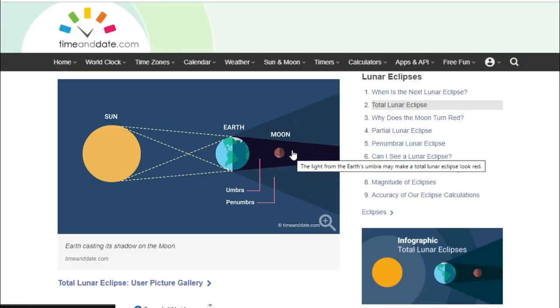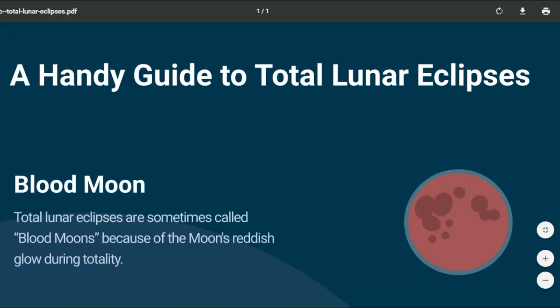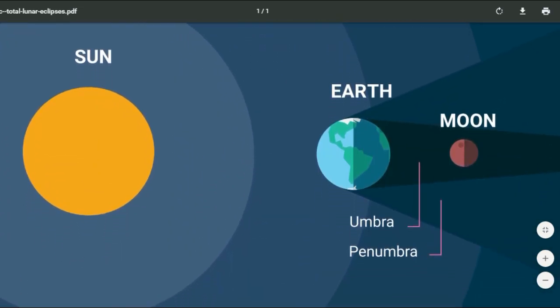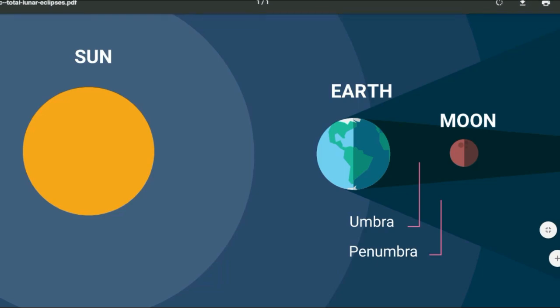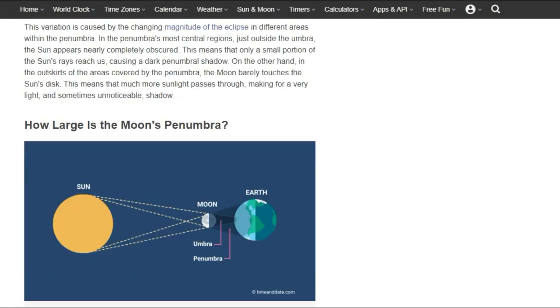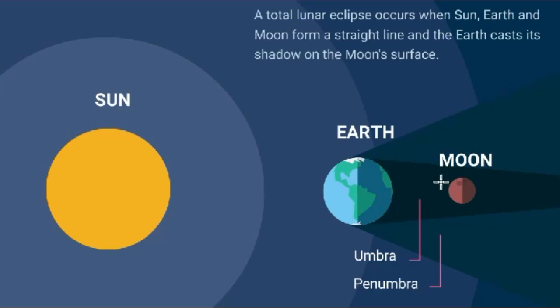Umbra and penumbra. Can somebody explain to me the science behind the umbra and the penumbra? I tried to experiment with this. The umbra converts into a small point and the penumbra becomes wider from the same light source.